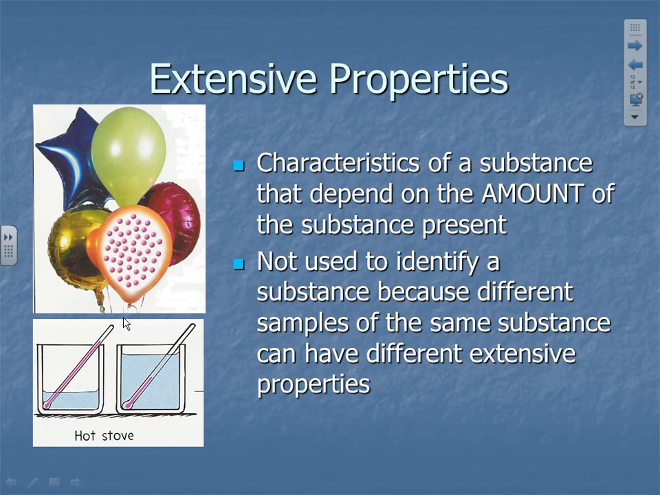So extensive properties, they depend on the amount or the condition that substance is in, but are not necessarily specific to that substance. Not that they aren't important, sometimes we need to know those things, but we wouldn't necessarily use them to identify something because they're not specific to that substance.